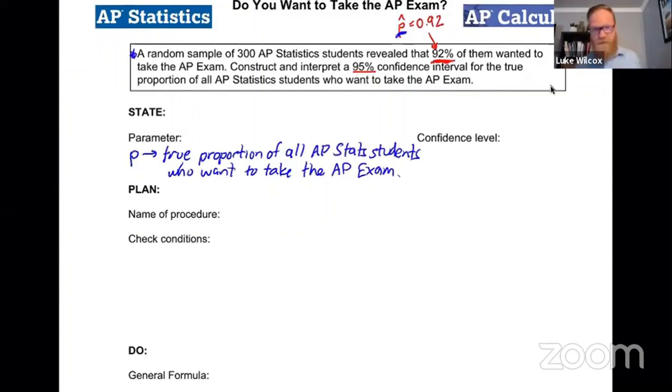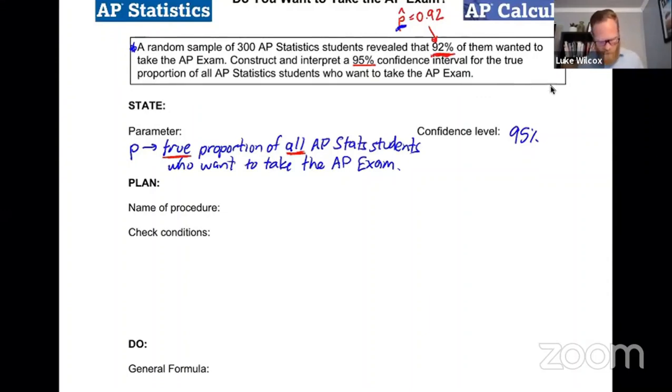Now, very important here, there's a couple of words that I've used here to make it very clear that the parameter is referring to the population of all AP Stats students and not this sample of 300. And the words I'm referring to are true and all, just to make that crystal clear that we're referring to the population. We're trying to make inference about the population here. All right, now our confidence level here is given to us in the problem, and probably the most common confidence level that we're going to see is a 95% confidence interval. All right, we can move to our plan now.